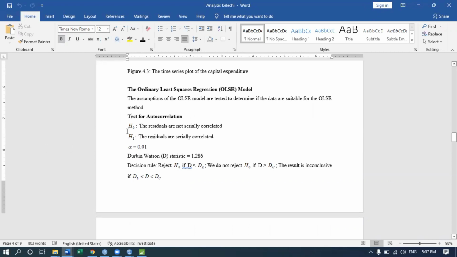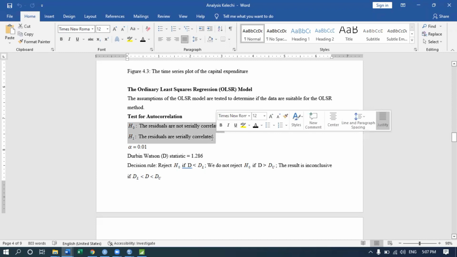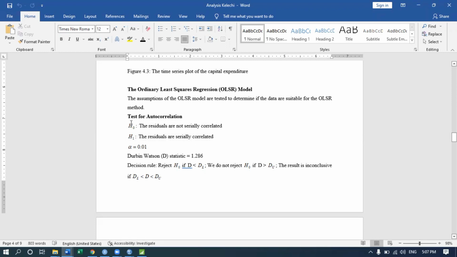Test for autocorrelation. Remember, I told you that when you want to interpret, you can state it like this. But sometimes when I do analysis for people, I don't state it like this. I just write it in Word. What I will write is: to test for the autocorrelation assumption, we are going to use the Durbin-Watson statistic. Full stop. The Durbin-Watson statistic will be used to test the null hypothesis that the residuals are not serially correlated against the alternative hypothesis that the residuals are serially correlated. We are going to use 0.01 level of significance for this test.